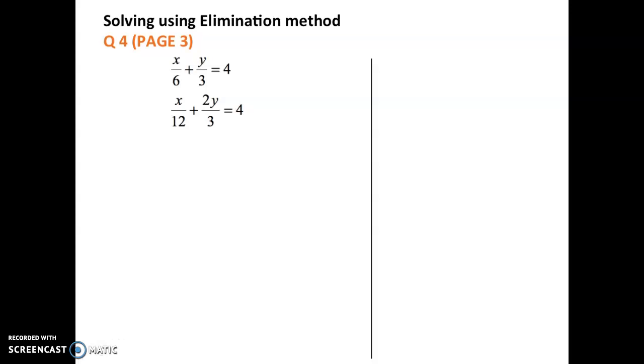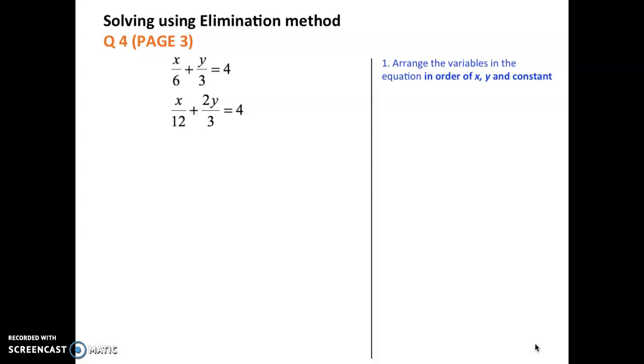Hello again, class. We'll now look at question 4 on page 3 of the Solving Simultaneous Linear Equations in Two Variables by Elimination Method, worksheet 5.4. For this question, we see two equations that involve fractions. The method to work this out is still the same, so let us go through them one by one.